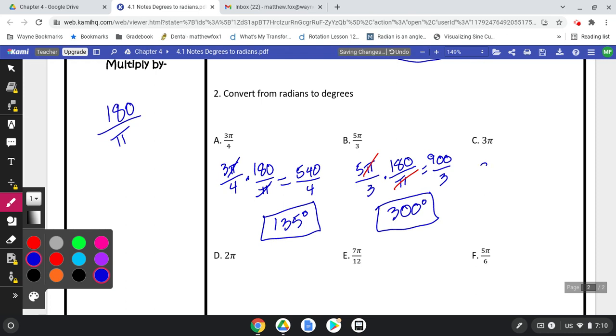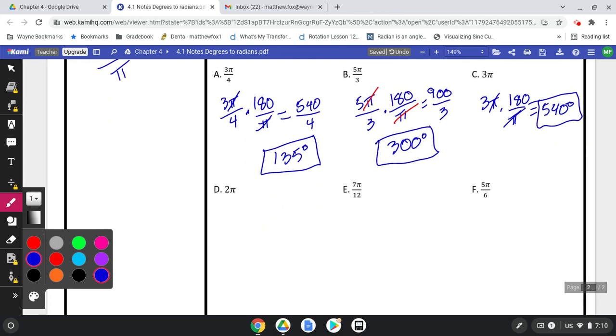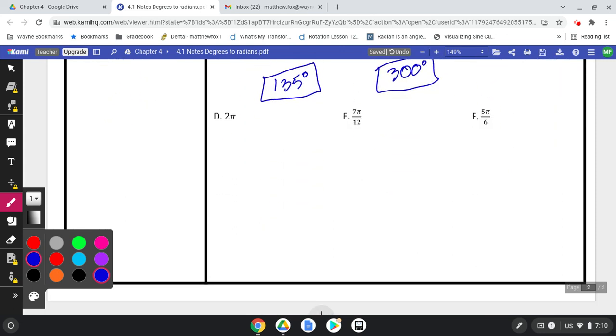All right, next one, 3 pi. If we're going to degrees, 180 divided by pi. The pi's cancel. 3 times 180 is 540. We don't have to reduce because there's nothing on the bottom. So 540 degrees. All right, 3 more, and then I'm done for today.